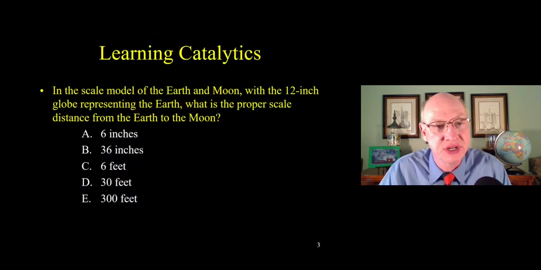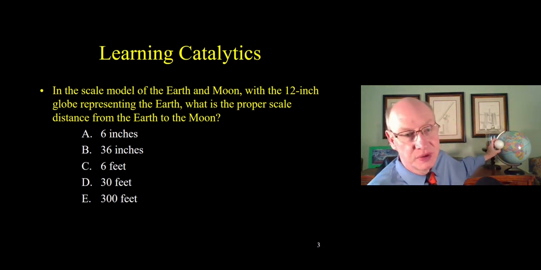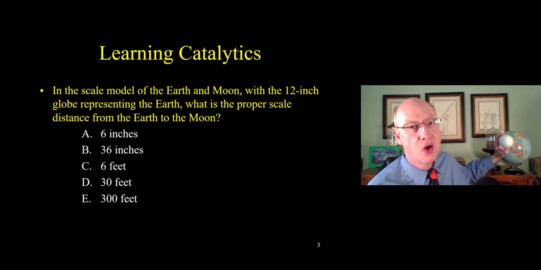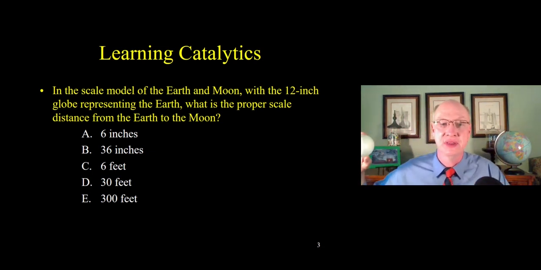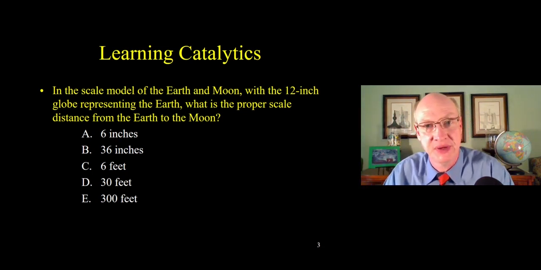So I want you to use Learning Catalytics. So go to Learning Catalytics for this session, and here is our first question of the day. In a scale model of the Earth and the Moon, with a 12-inch globe representing the Earth and a 3-inch globe representing the Moon, what is the proper scale distance from the Earth to the Moon? That is, to get the proper scale distance, do I need to hold the Moon 6 inches from the Earth? Do I need to hold it 36 inches from the Earth? Do I need to hold it 6 feet from the Earth? Do I need to hold it 30 feet from the Earth or 300 feet from the Earth?